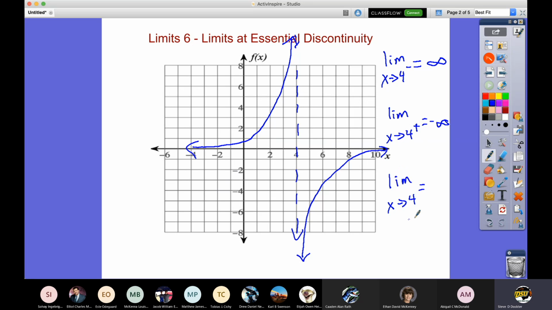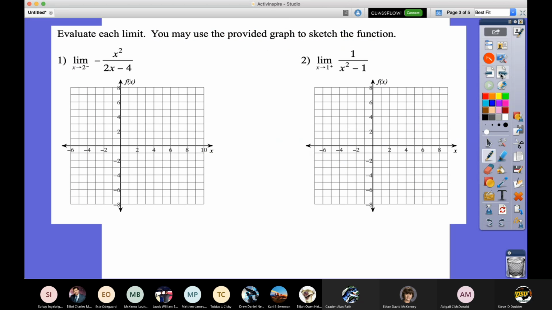All right, now this bottom one, to evaluate it as x approaches 4 from both sides, to get an answer, remember these two have to be the same. Okay, it's the same concept as what we did before. These two are not the same, so the limit doesn't exist. All right, and these last two graphs that I just showed you, this one that's here right now, and the one where both of them were going up, that's what we're going to work with today. All right, so let's go ahead and jump into this.